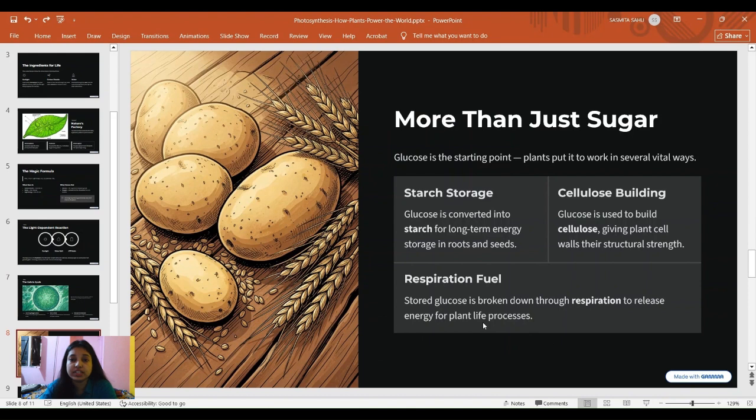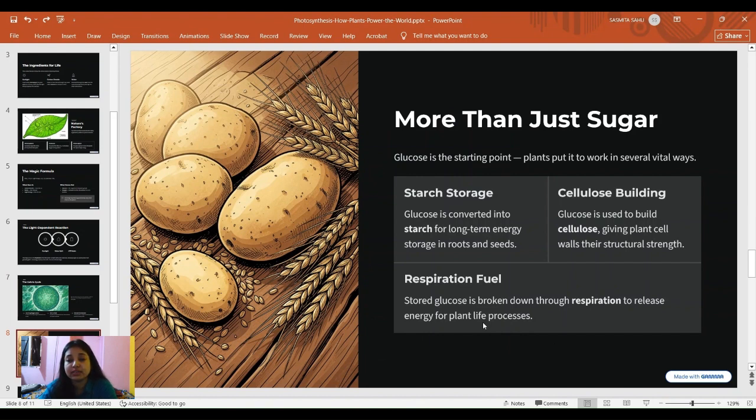So the next topic is more than just sugar. Glucose is the starting point. Plant food works in several vital ways. That means plants accumulate sugar in various ways. Like we take the example of wheat, potato, rice. In all these foods, sugars are present, but in the form of starch. That means glucose is converted into starch for long-term energy storage in roots and seeds.